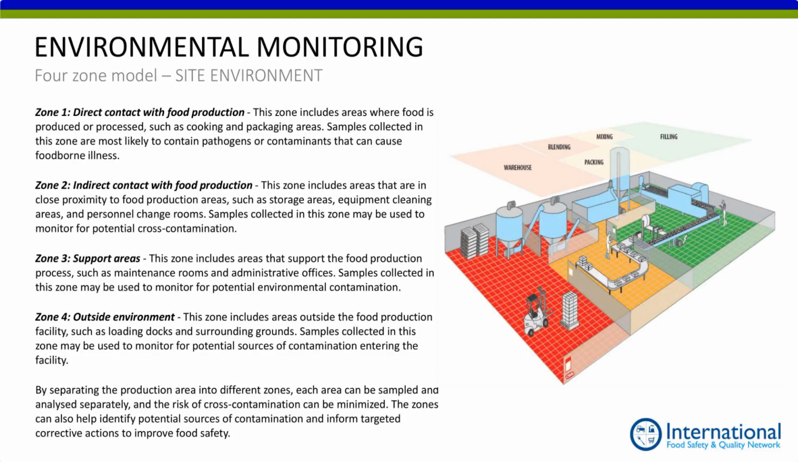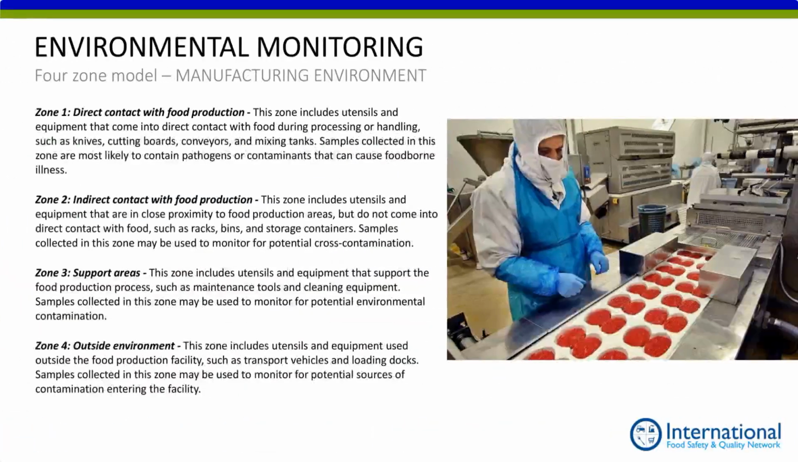Then you have a zone 3, which are the support areas, and this zone includes areas that support the food production process, such as maintenance rooms, administrative office, etc. And then you have outside environment, which is completely zone 4, and this includes the food production facilities such as loading docks or surrounding grounds, etc. And samples that you collect here are just to monitor the potential sources of contamination entering the facility from outside. So this is 4-zone model for the site environment.